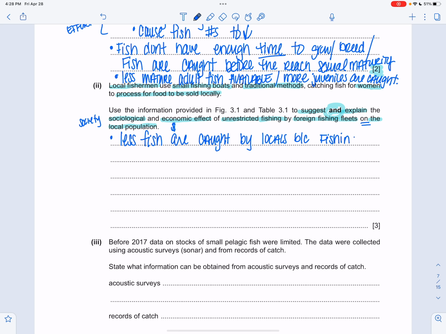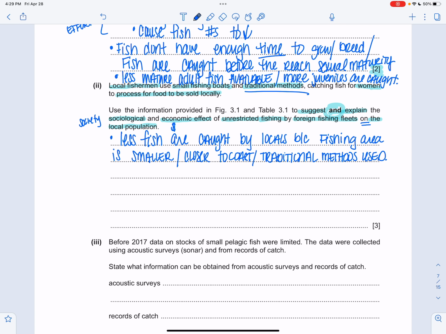Because fishing area is smaller, much smaller. Their fishing area is closer to the coast. And they said that they use traditional fishing methods. So they're not using factory-sized ships, or rather large trawlers. So they're going to catch less.